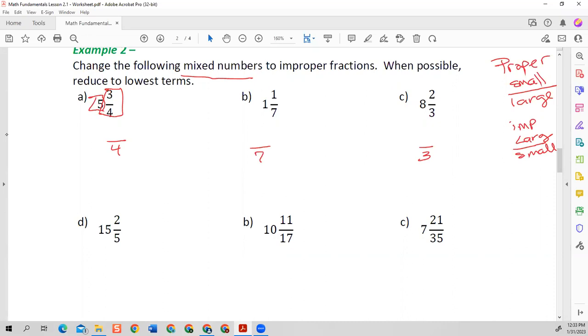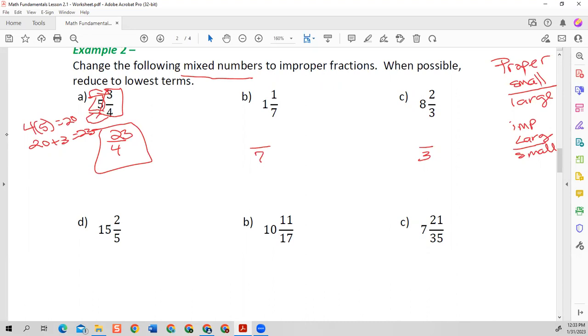What's going to change is our numerator, and this is the process. We say the denominator times this whole number. So I got 4 times 5 gives me 20. And then we're going to add it to that numerator. So 20 plus 3 gives me 23. That's my new numerator. And now this is written as an improper fraction. If you can reduce, always reduce.